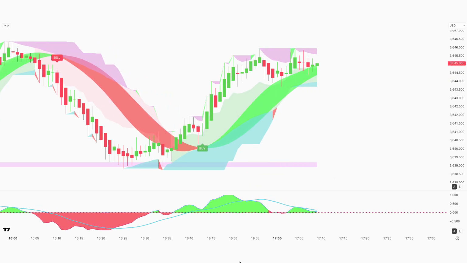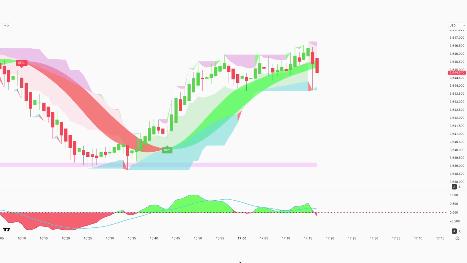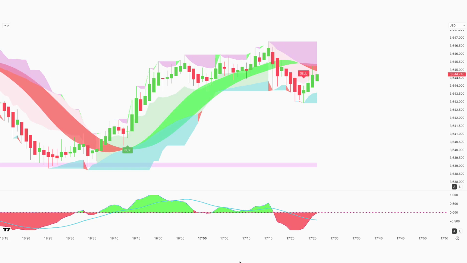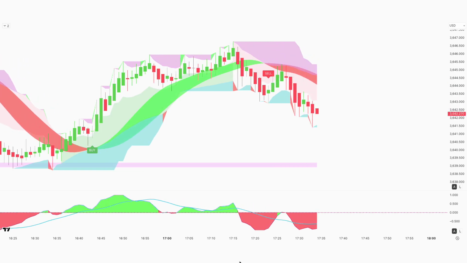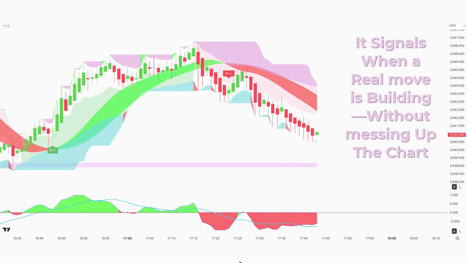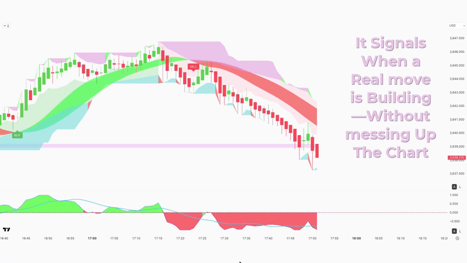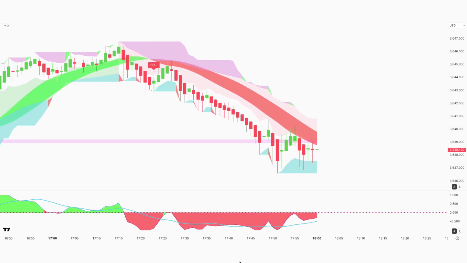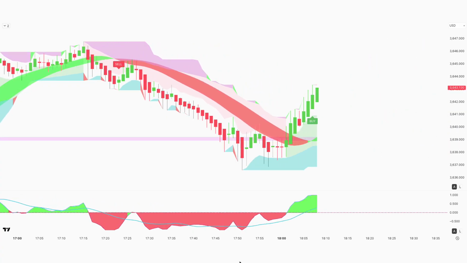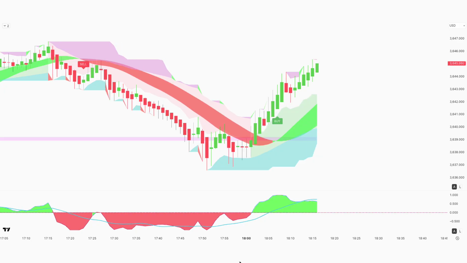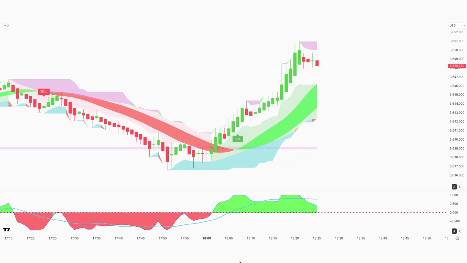This indicator doesn't impress with flashy arrows. It tracks market structure, breakout pressure, and momentum shifts. It signals when a real move is building, without messing up the chart. It's a game changer because it teaches you to avoid trades more than to take them. And survival is the biggest edge in trading.